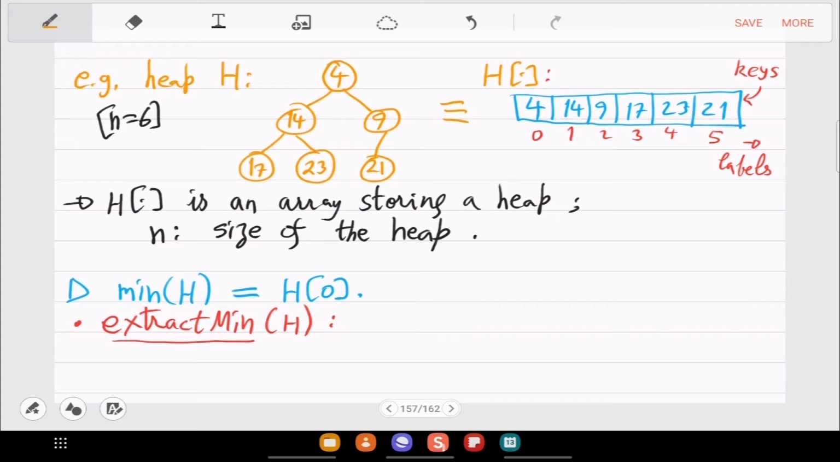So let us do the following. Let me keep the graph structure at least, and swap 4 with 21. So I am swapping just the 0th element, the first element of the array, with the last. That is the first step.